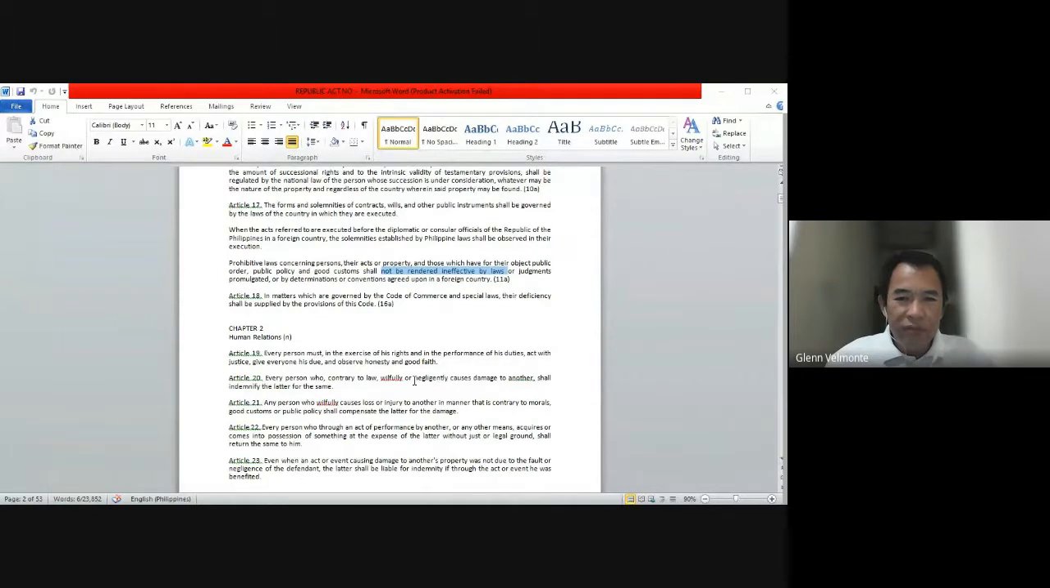You lack foresight of what will happen next. Causing damage to another shall indemnify the latter for the same. So that is the cause of a claim for indemnity. Every person who, contrary to law, like you kill, the victim will be paid, even if you did not intend. Rather, that is, negligently you cause damage to another, you have to pay for the same.